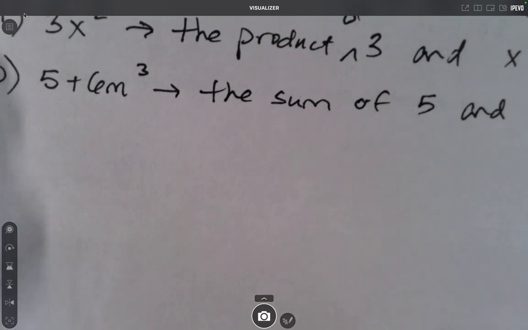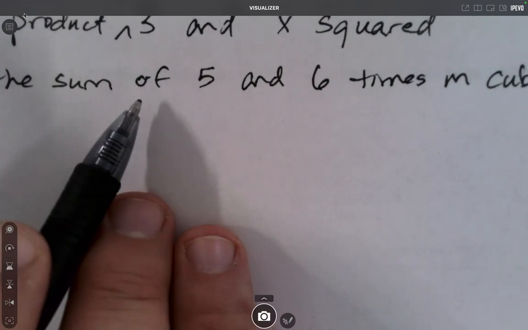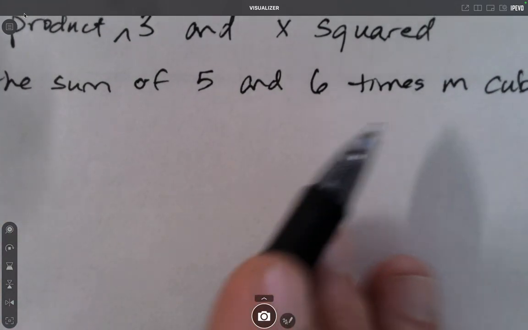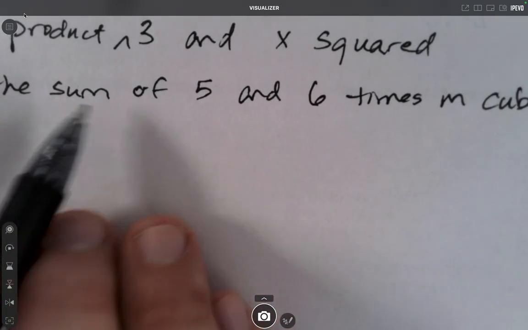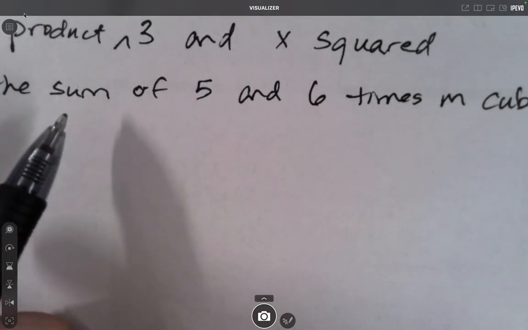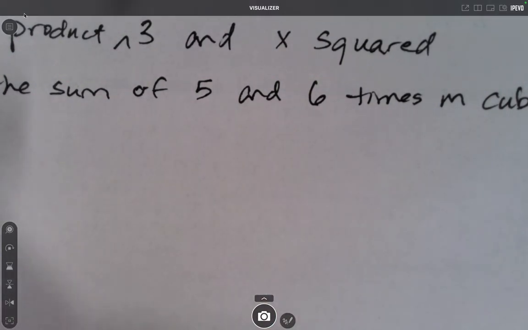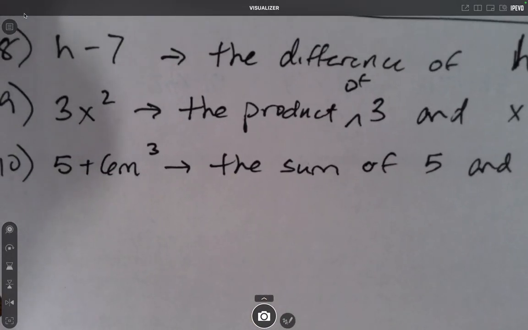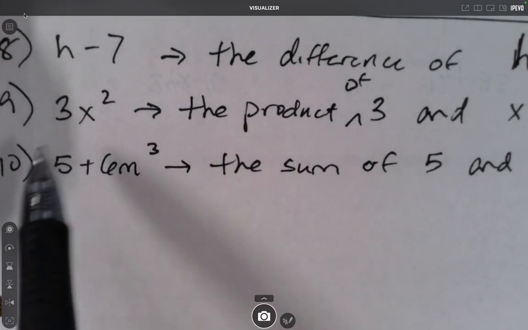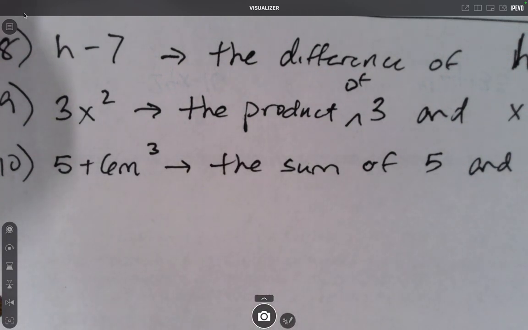So again, here's what we started with, 5 plus 6m cubed. So because of the plus, we write the sum, and it's the sum of 5 and 6 times m cubed. Now you could say the product of 6 and m cubed, but to me, the fact we've already used the big word for sum, which is the main operation, that's important to use it for the main operation. But when you're just describing a single term in something with more than one term, you can just use times instead of product. And this example didn't come up, but if there's division, you'd use the word quotient. So subtraction, difference, multiplication, product, addition, sum, and division would be quotient.